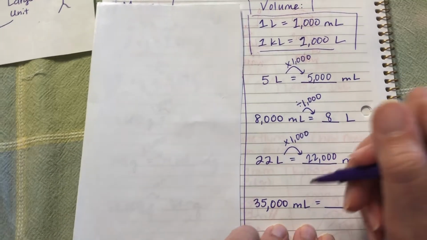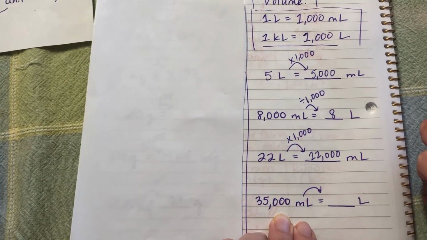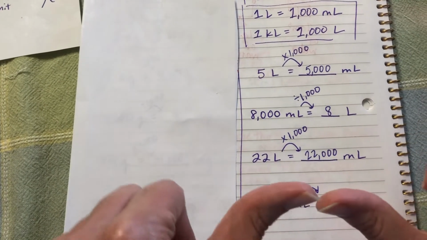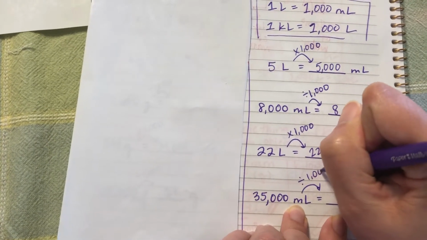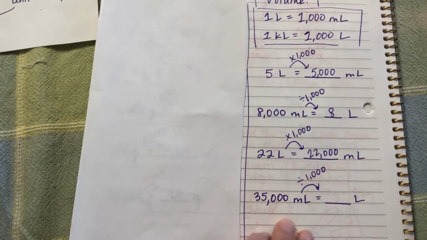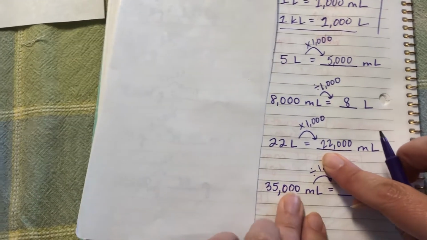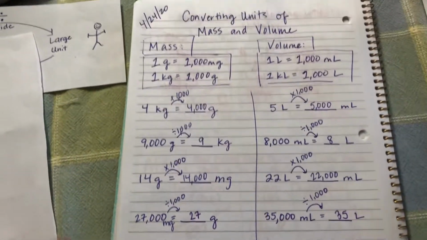Okay, and last but not least, we've got 35,000 milliliters. Milliliters are small, so we're going from a small unit to a larger unit, so we're dividing. And because it's milliliters, and we know there are 1,000 milliliters in a liter, it's divided by 1,000. So 35 divided by 1 is going to be 35. So 35,000 divided by 1,000 is also going to be 35. So 35 liters.